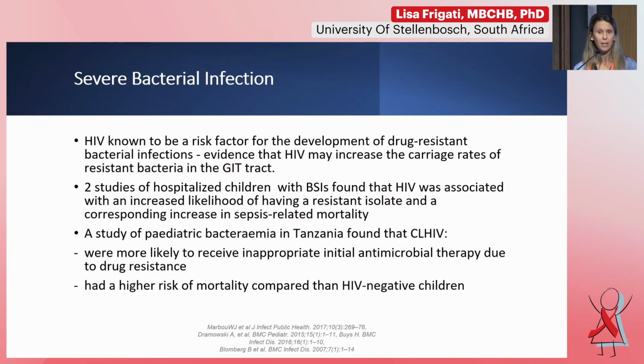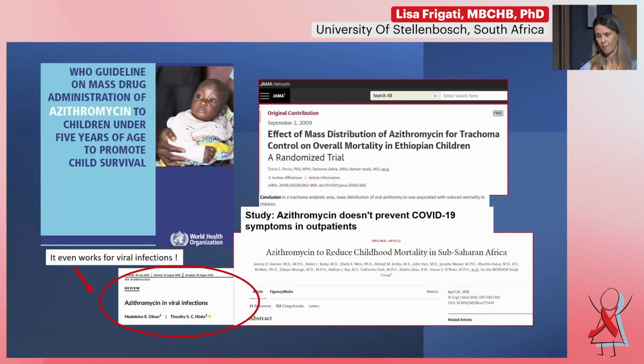blood infections in HIV-positive children had an increased likelihood of being resistant isolates, and that corresponded with an increased sepsis mortality risk. And a study in Tanzania showed that HIV-infected children were more likely to get the wrong empirical treatment, and again, a higher risk in mortality. So we need to think about what the appropriate antibiotics that we're giving are.